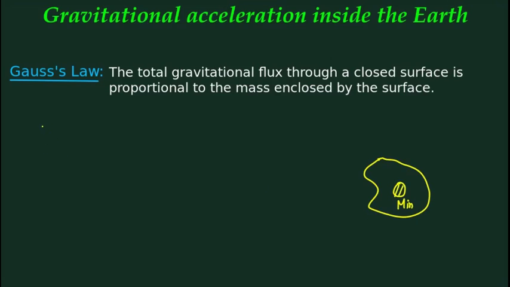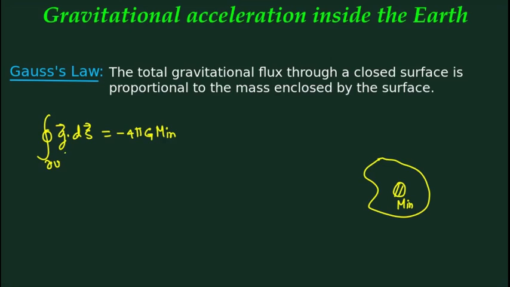Mathematically, the total flux, the integral of g dot ds over the closed surface, is equal to minus 4 pi G into the mass inside the closed surface, where g is the gravitational field.